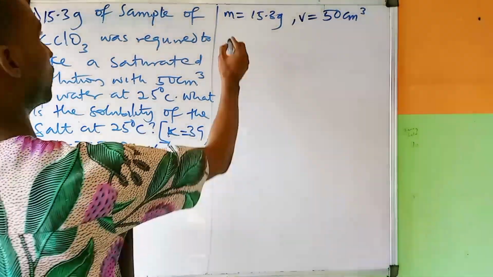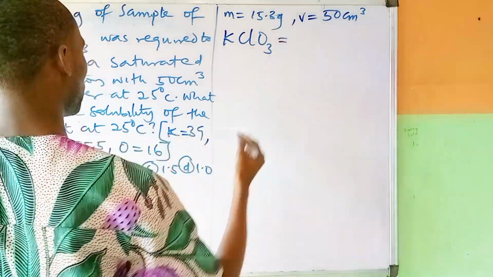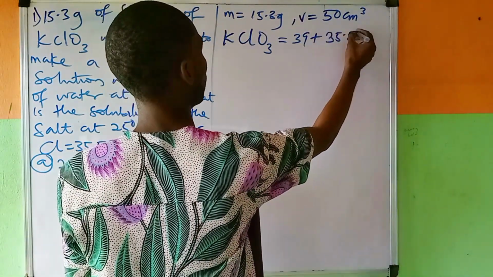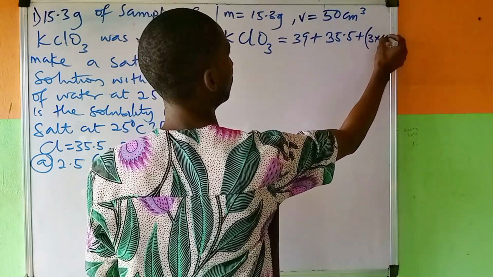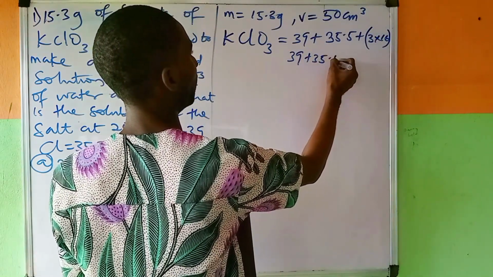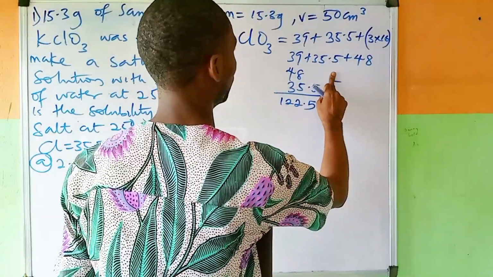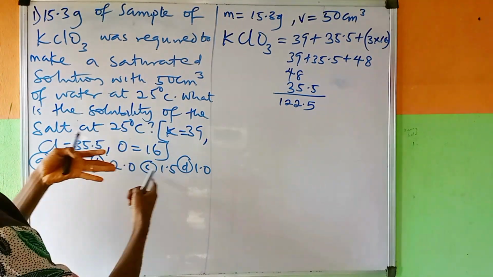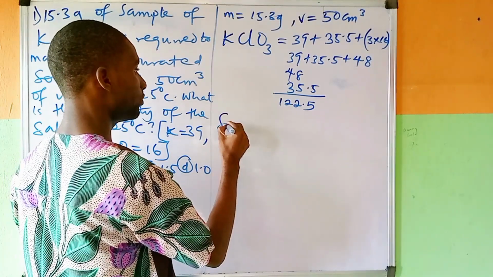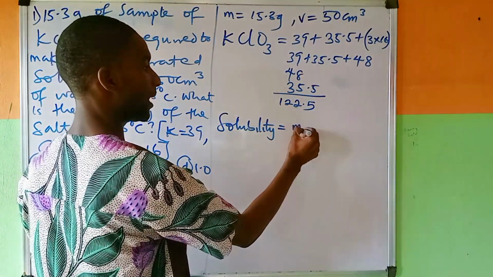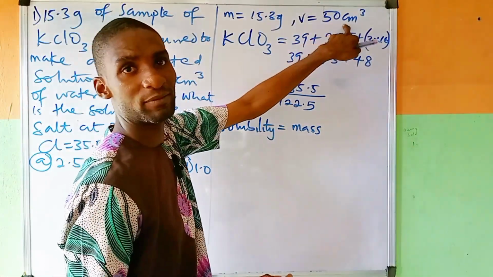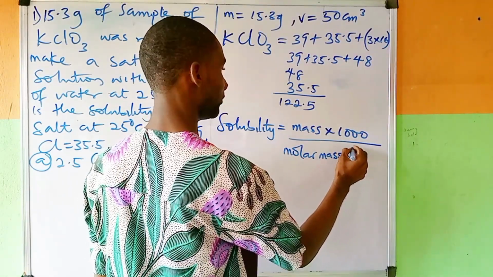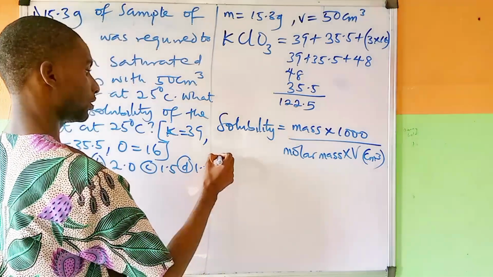And of course, for potassium trioxochlorate(V), let's calculate the molar mass. Potassium is 39, chlorine is 35.5, oxygen is 3 times 16. So you have 39 plus 35.5 plus 48. That is the molar mass, 122.5. So the question is asking us to calculate the solubility of the salt, the molar concentration, in mole per dm cube. So our solubility is going to be what? Mass, since we were given our volume in cm cube, times 1000 over molar mass times volume in cm cube.